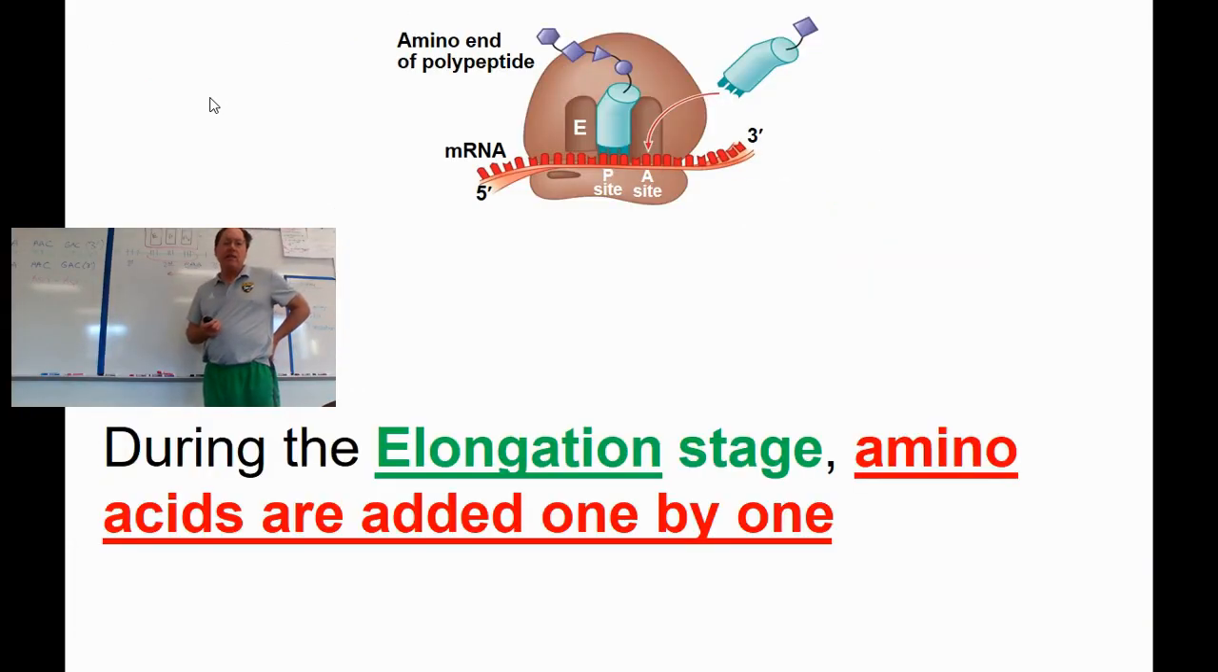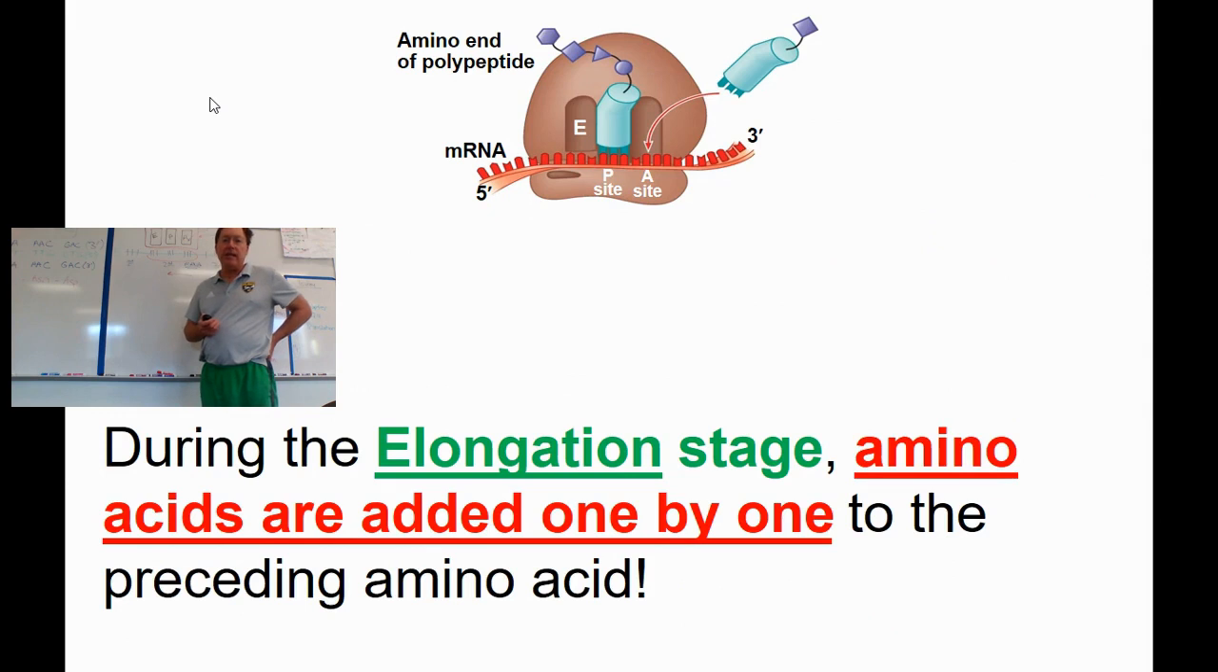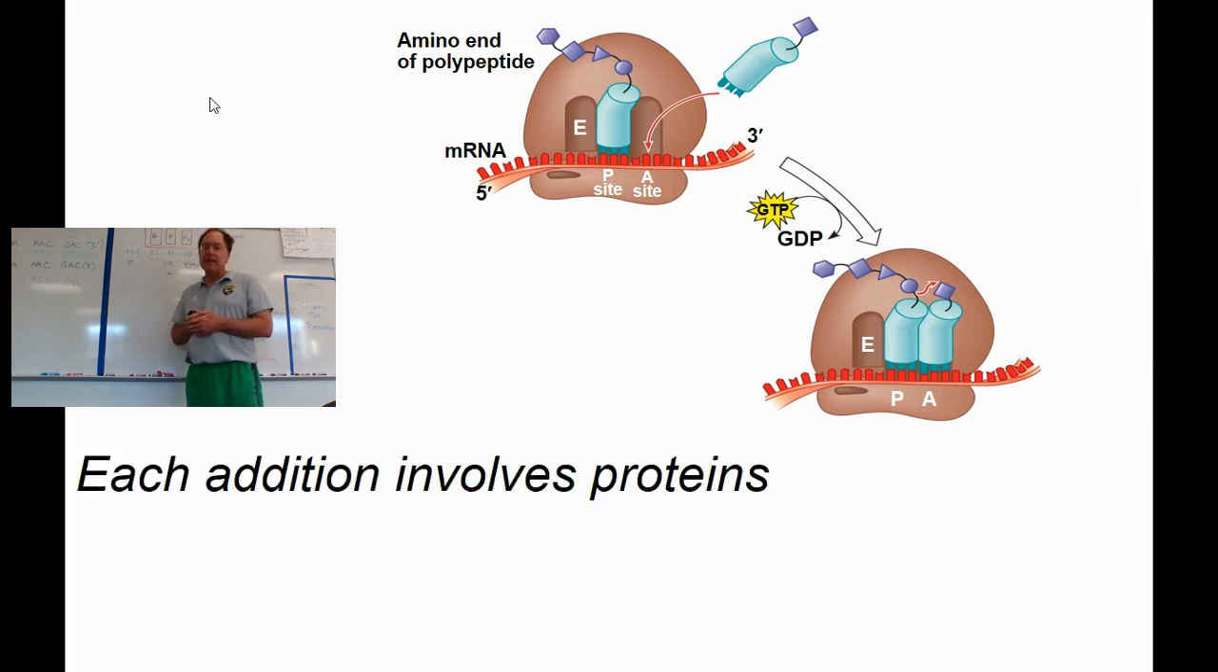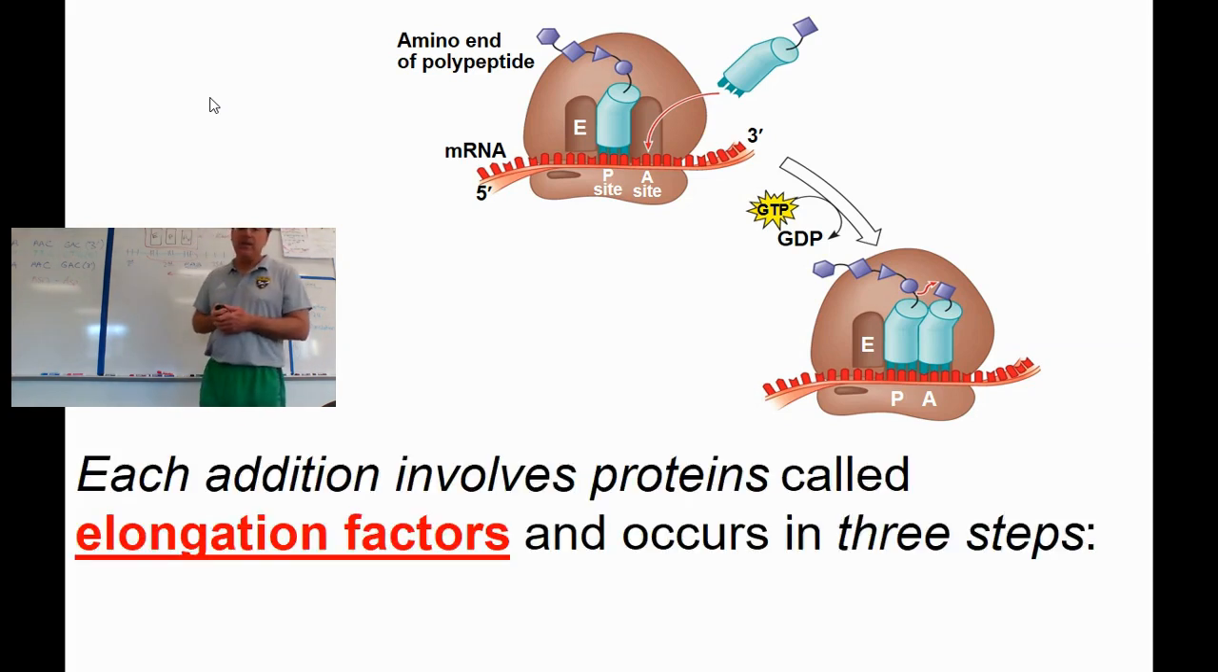During the elongation stage, amino acids are added one by one to the preceding amino acid. You can see the next guy coming in there at the top of the picture to the A site. You can see that GTP is being used there to then, I guess, move the growing amino acid chain over to the A site. You can see that little red arrow. I would circle that. That's super important, because that's where the peptide bond is being created to add that now 5th amino acid to that growing chain.